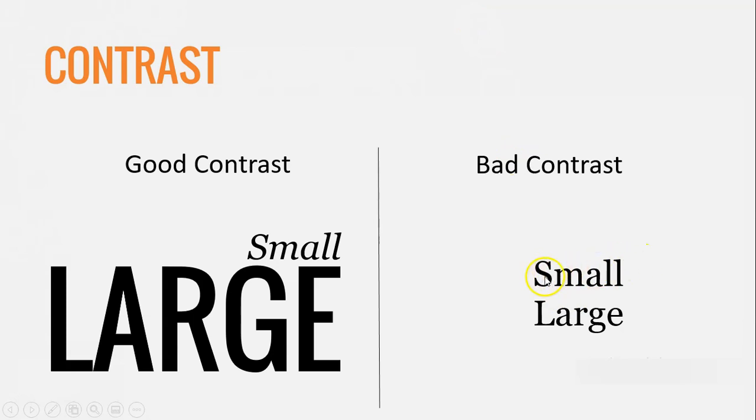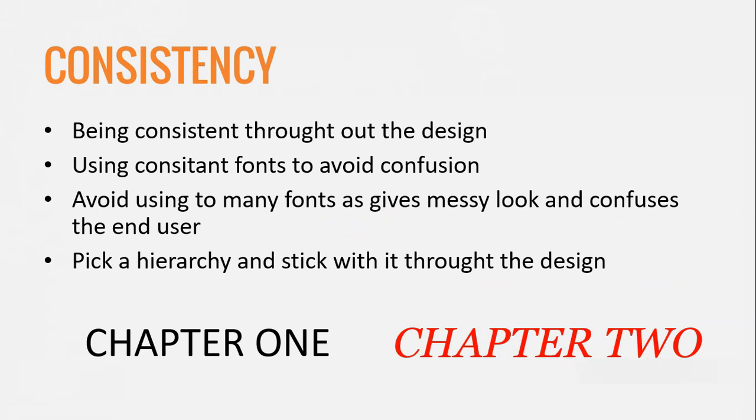You can see here it is written in the same size and same text, and this is not creating any type of contrast. Now the next element of typography is consistency. What this means is being consistent throughout the design. You need to stick with your style. You have chosen a particular book design.